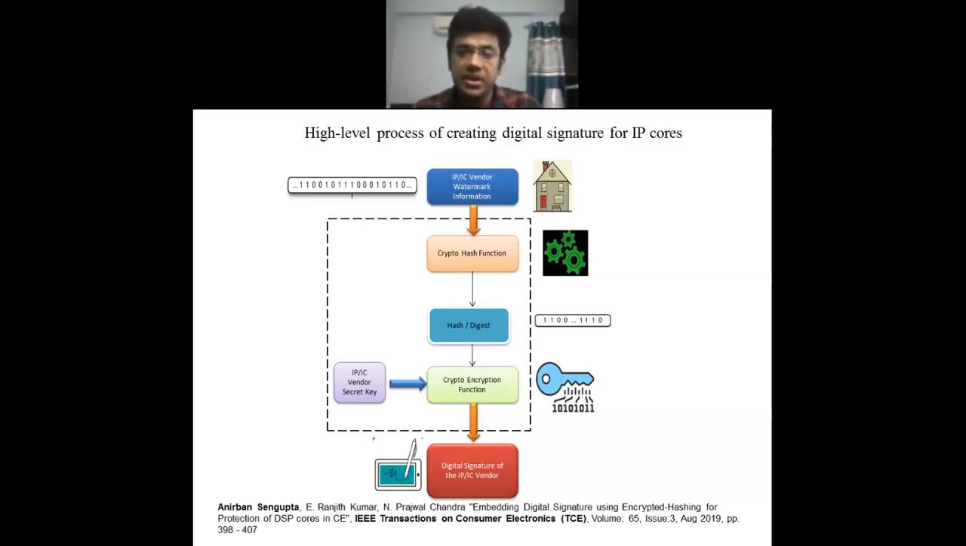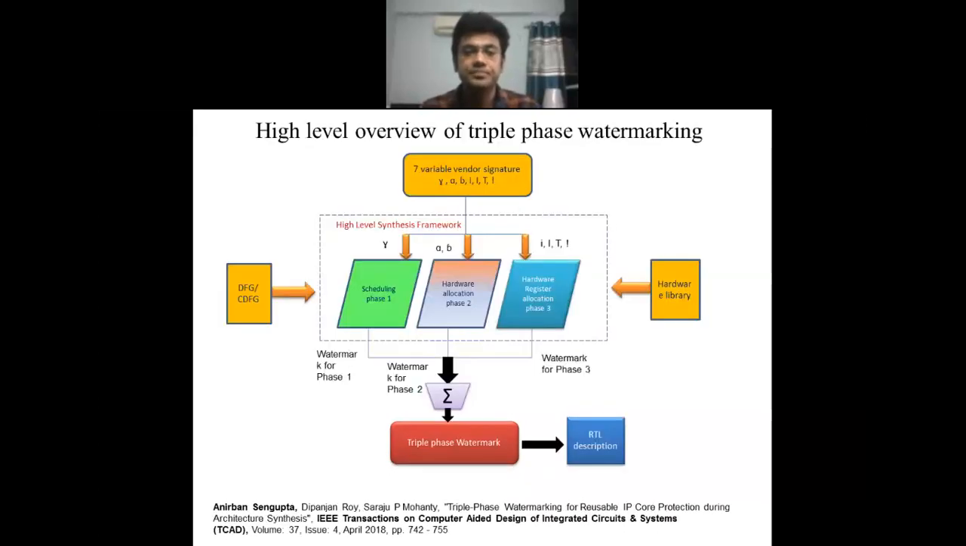The secret key is a private key, please mind it. It is unlike encryption, where you do it using a public key and then decrypt it using a private key. In this case, you will digitally sign the hash digest using a private key, and if needed, we will do the detection part using the public key. So that's how we will generate the digital signature of the IP-IC vendor.